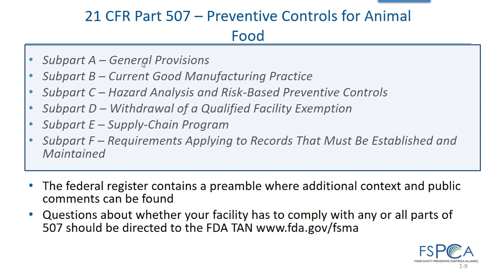Subpart E will be about supply chain programs, and that kind of falls under subpart C, but it was just too big to fit in that subpart, so it has its own subpart. And then subpart F is all about the records needed to be in compliance. I've already mentioned the preamble, but just as a reminder, the preamble does give a lot of context, and public comments can be found there about any of these parts of the regulation.